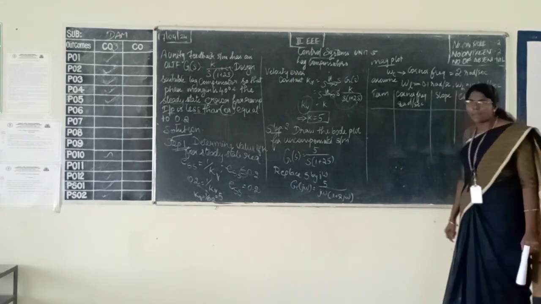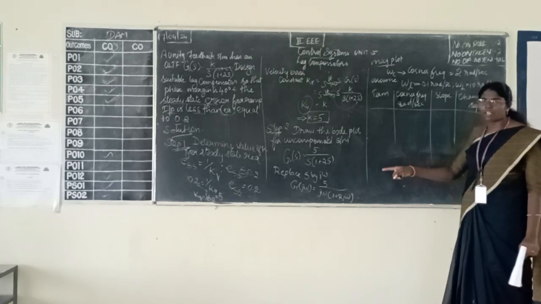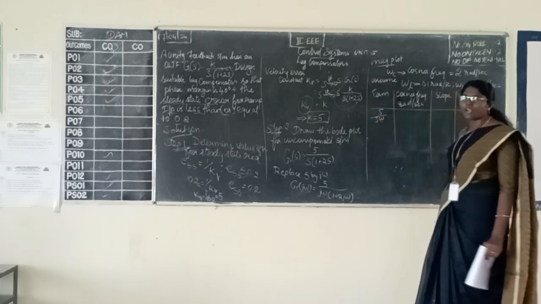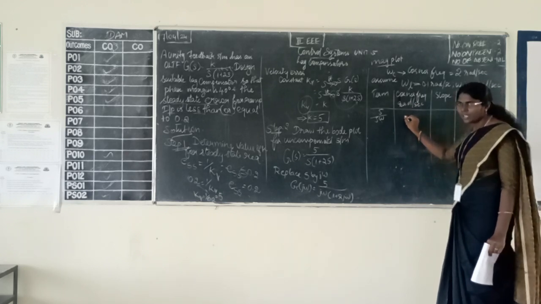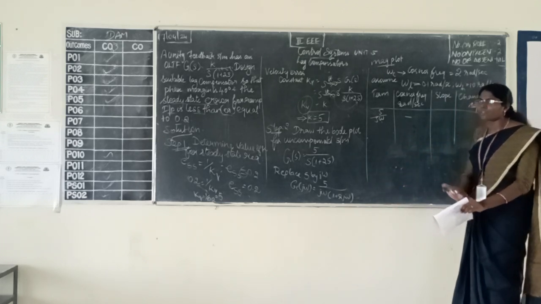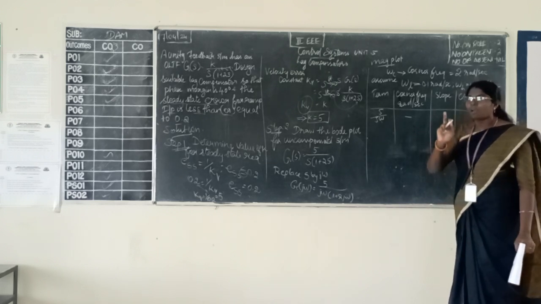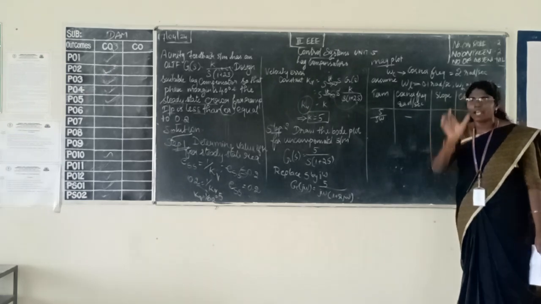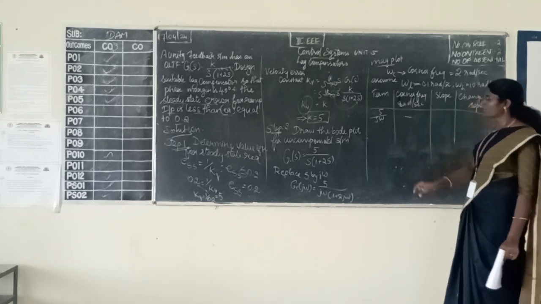The first term from G of j omega is 5 by j omega. What is the corner frequency here? There is no corner frequency. The corner frequency is available only in a term of the form 1 plus sT. So here the corner frequency is nil.